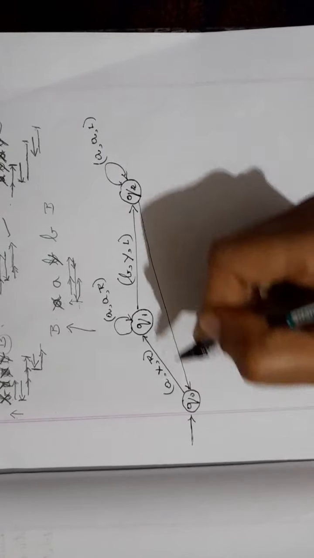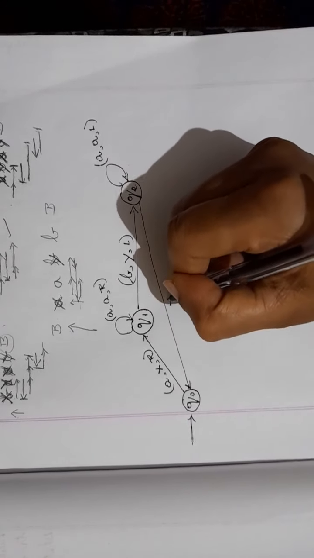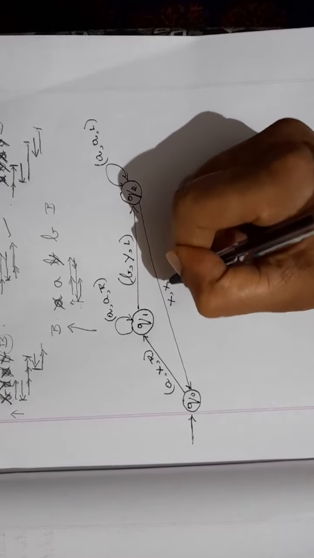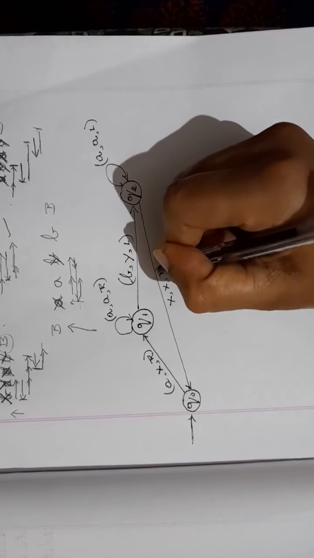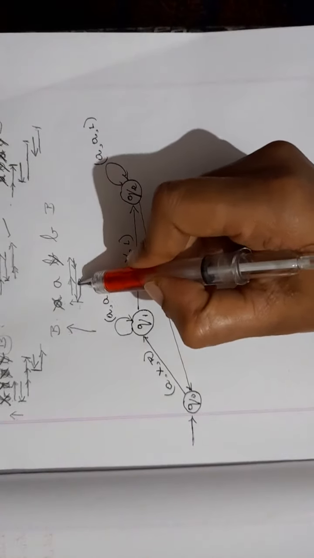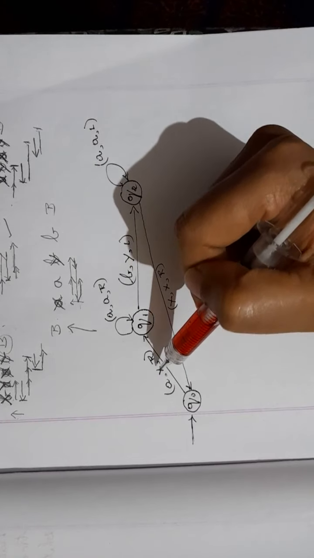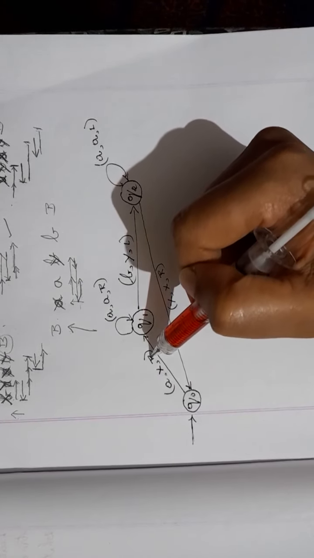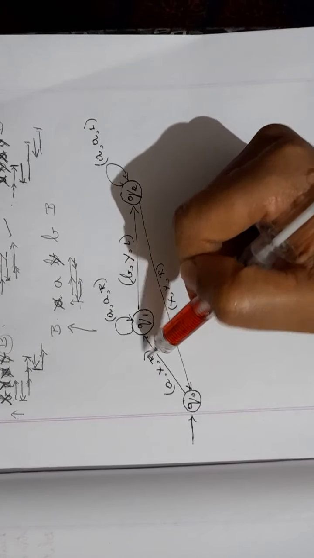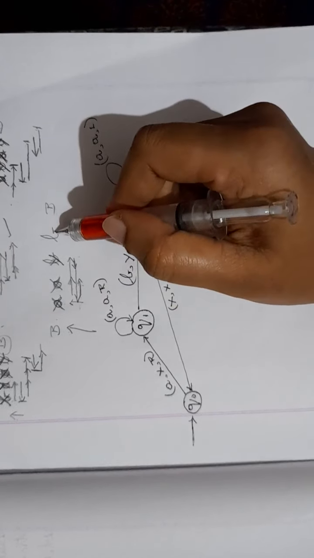Okay, take the transition from Q2 to Q0. So what did you do here? If you find X, keep it as X itself and change the direction. Move towards right. Next, you found A again. If you're reading A, change it to X and move right. Till when? Till you read B.